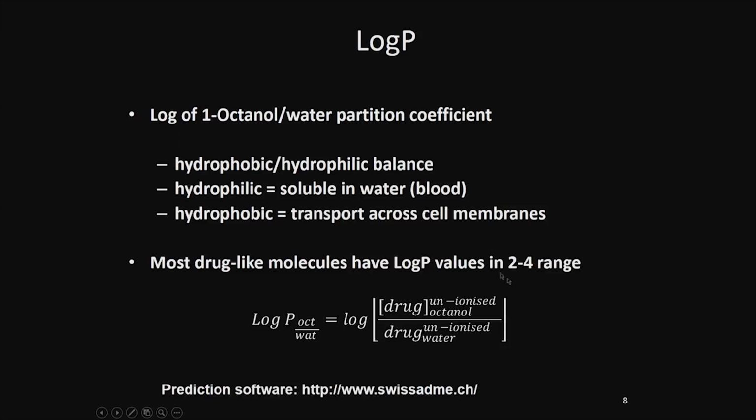So, most drug-like molecules will have a log P of 2 to 4. You take a balance: 2 is hydrophilic, 4 is hydrophobic, but it is neither too much of this nor too much of that. That is the beauty of it. So, how do you estimate log P? You take the logarithm of drug in octanol divided by drug in water.